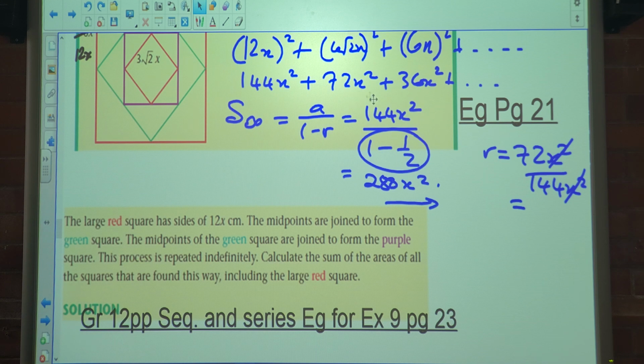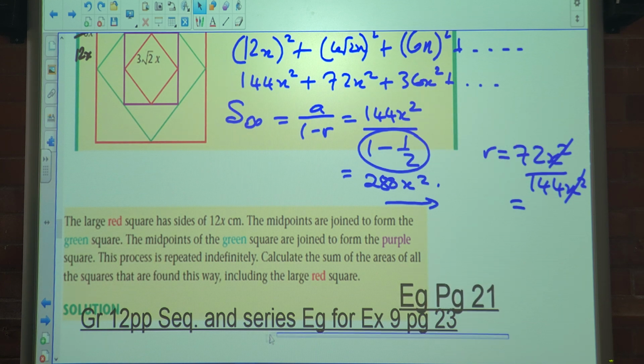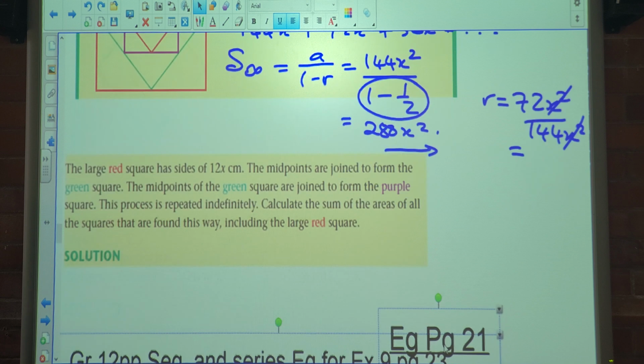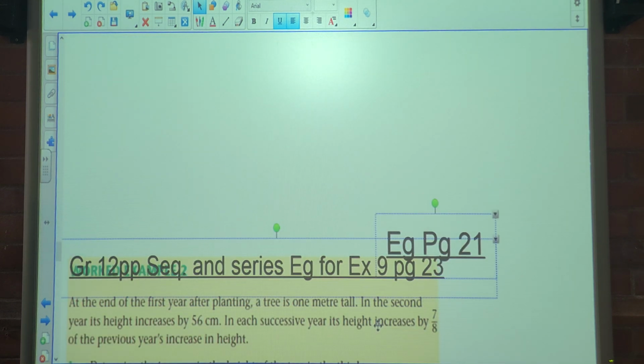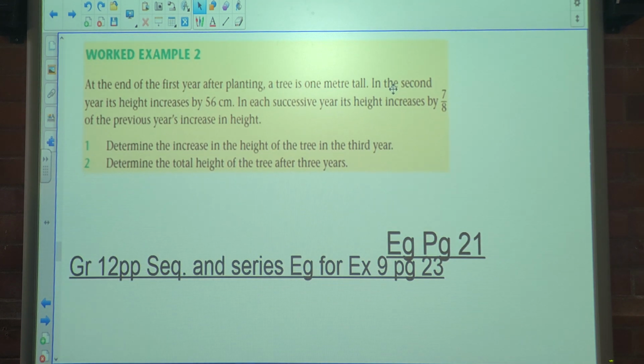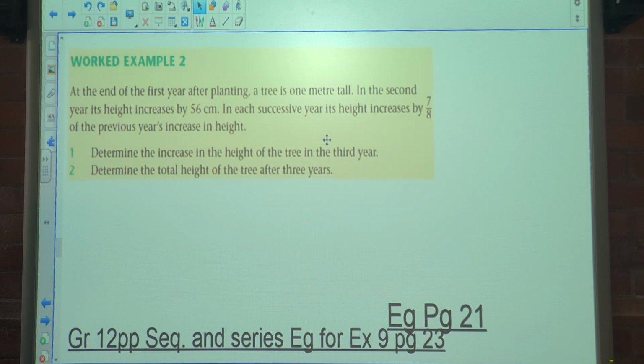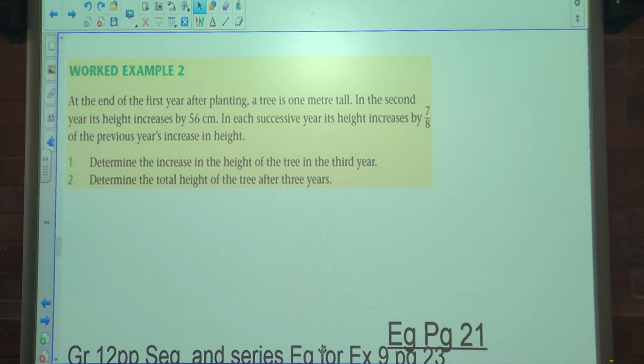Right. Carry on to the next one. Now we're looking at example 2. Example 2 is on page 22.